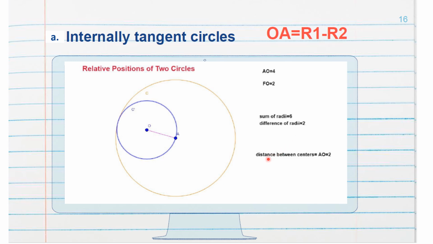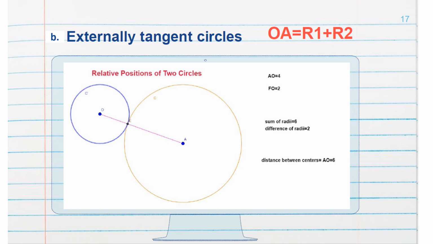Now look at the distance between the centers, center O and center A. It's equal to 2. What do you notice? We notice that 2 is equal here to 2. So OA, the distance between the centers, is equal to R minus R prime, or R1 minus R2. Okay, they are tangent internally.